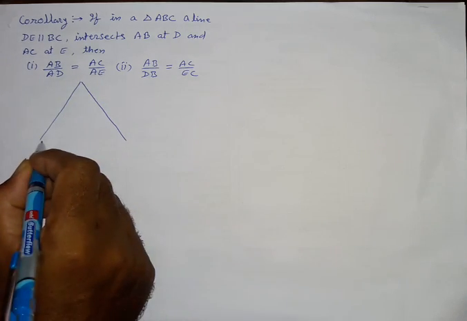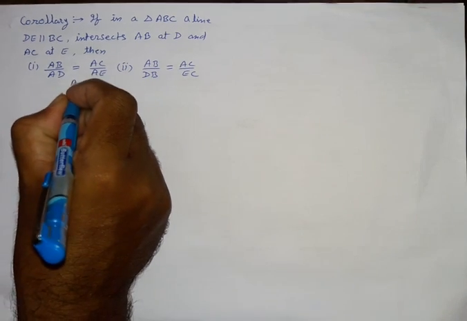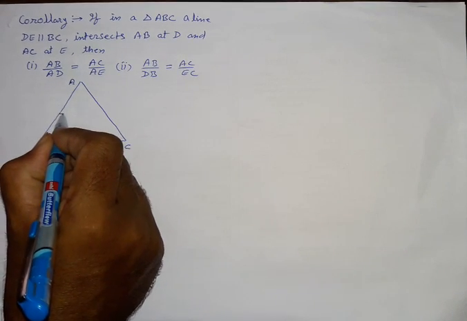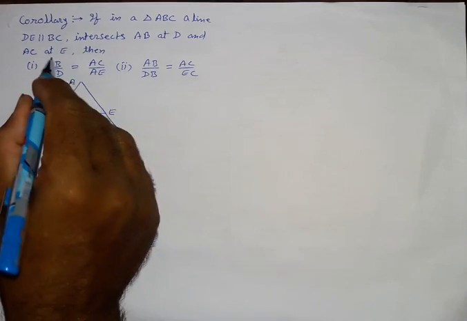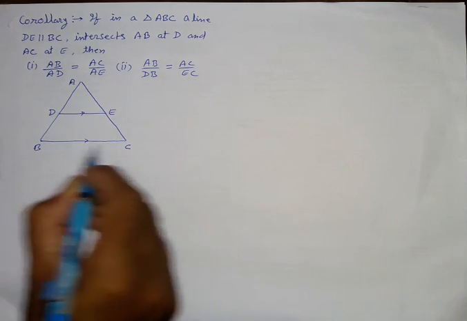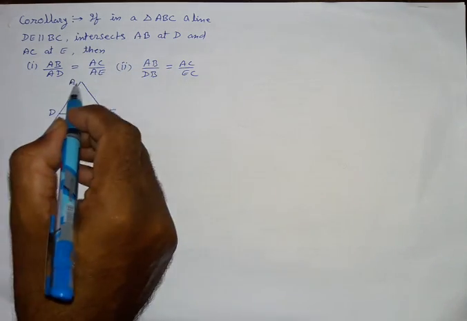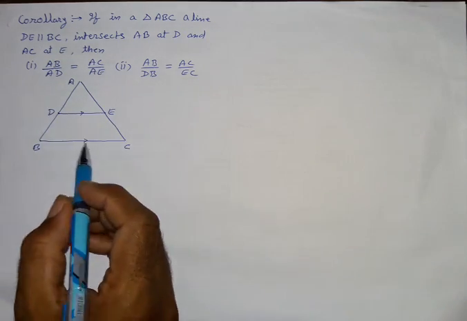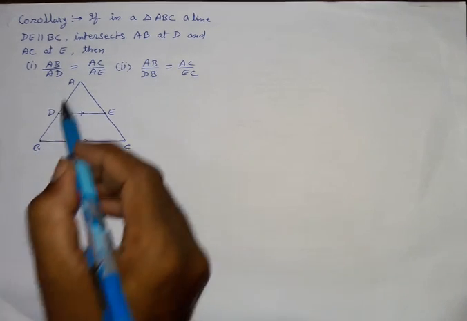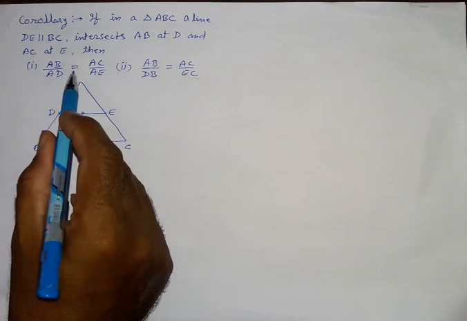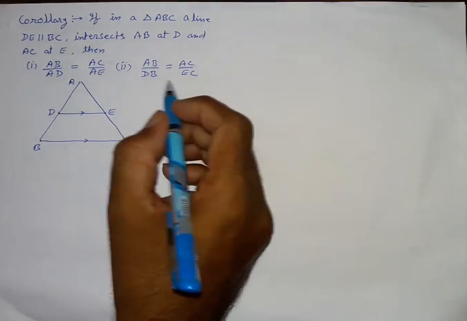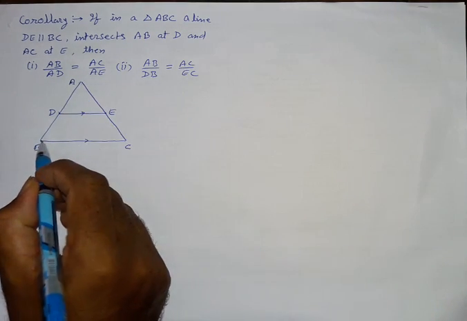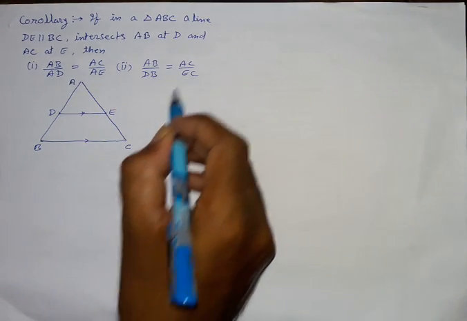In this figure we see that according to this corollary, if ABC is a triangle and a line DE is parallel to BC, and DE intersects AB at D and AC at E, then we have to prove that AB, the complete side, upon AD is equal to AC upon AE, and the second result is AB upon DB is equal to AC upon EC.